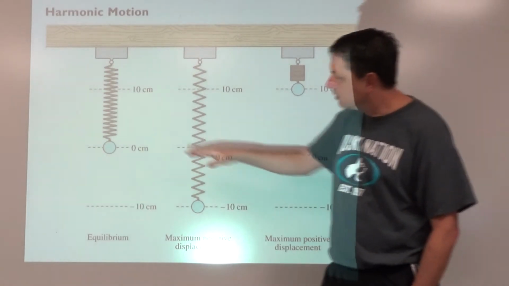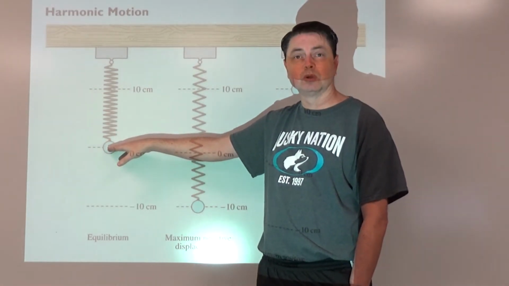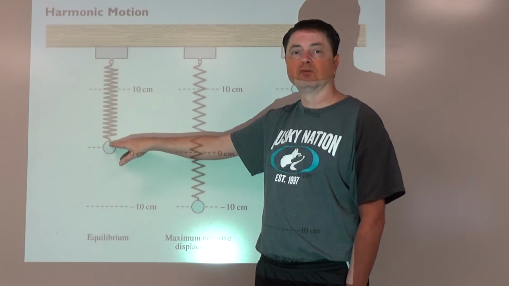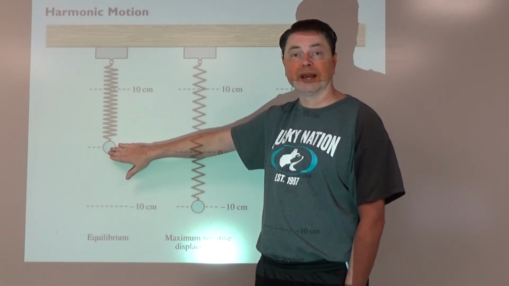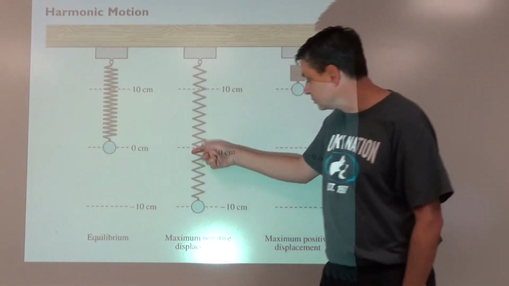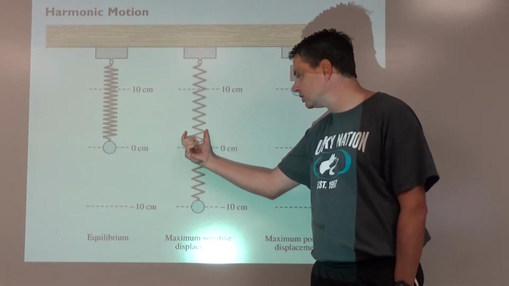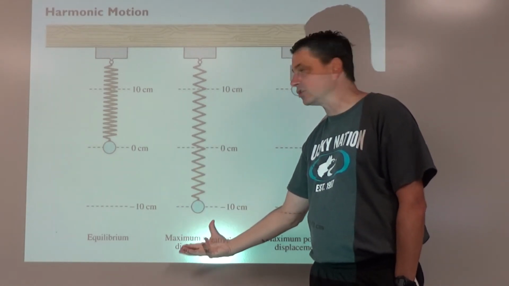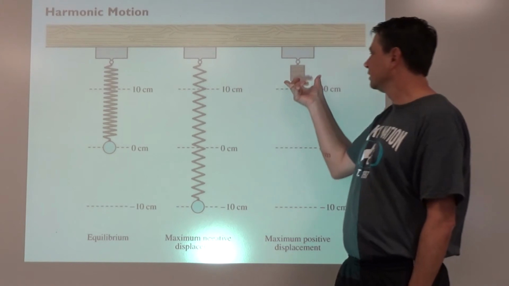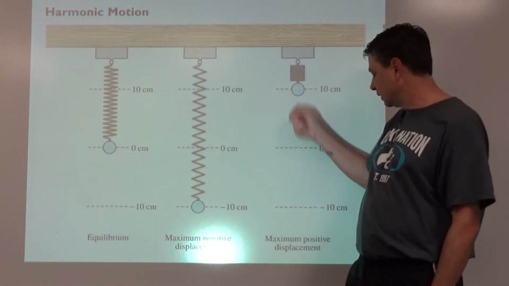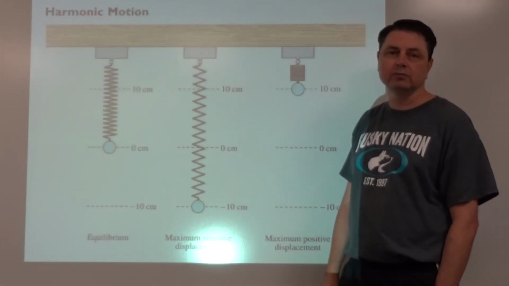Here's what we have. In this case, we have equilibrium, so no force is acting on it. It's just at rest. Maximum displacement in the negative direction, so pulling down. And as it releases, as it comes up, this would be its maximum displacement in the positive direction.